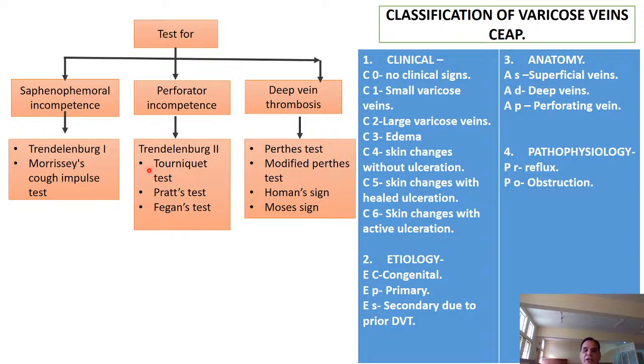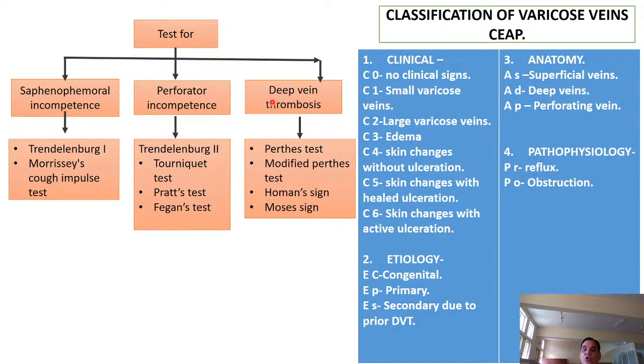Okay, and what are they? These are the multiple tourniquet tests. The tourniquet is applied according to the anatomical position of the perforator veins. Other tests are the Pratt test and the Fagan test. Even if you remember the names, very good. But you should know something about Trendelenburg 1 and 2, how they are performed.